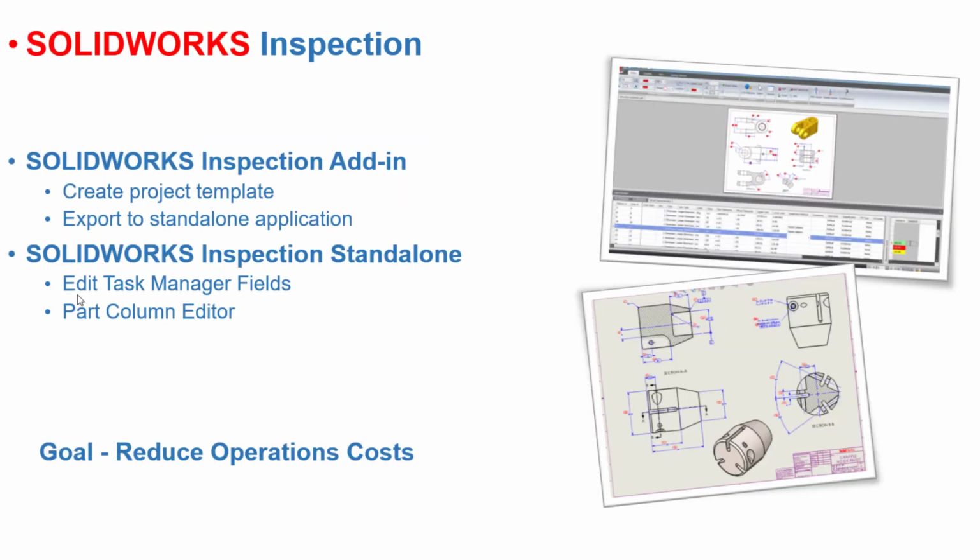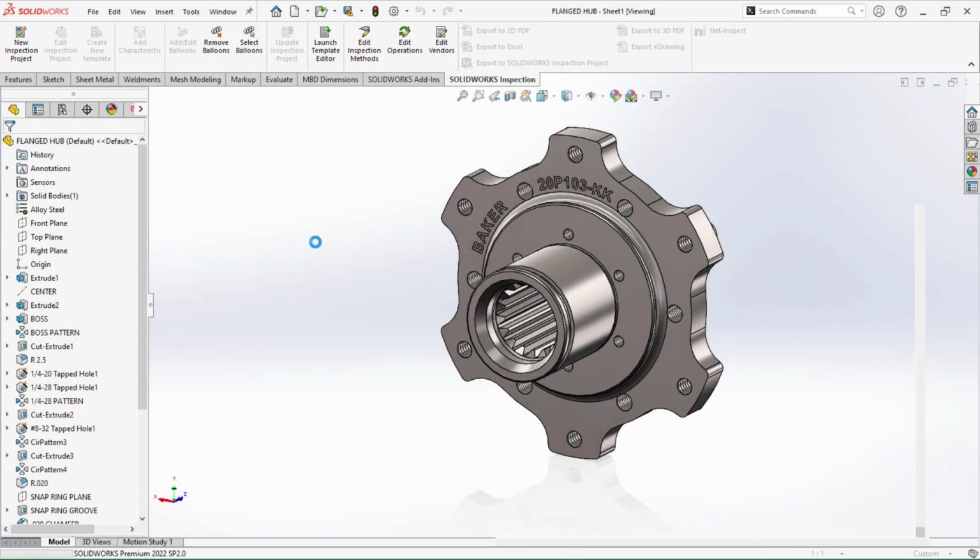As I said, when it comes to the package, we have the add-in format, which helps you create the project templates. Once that is done, you can export these steps to the standalone application. In the standalone application, you can deal with the task manager fields, use the measurement inputs, and use the part column editor to check all these things and export to Excel. The overall goal of SolidWorks Inspection is to reduce the operation cost and human errors.